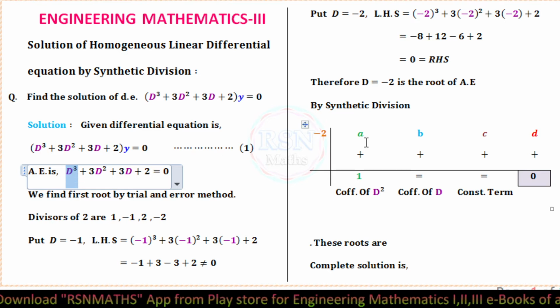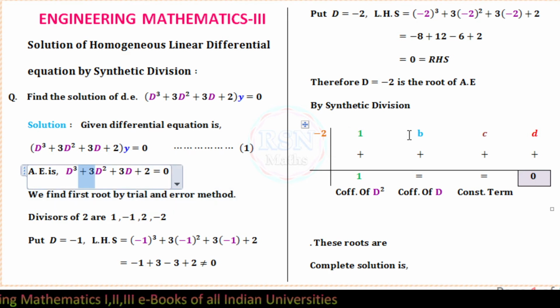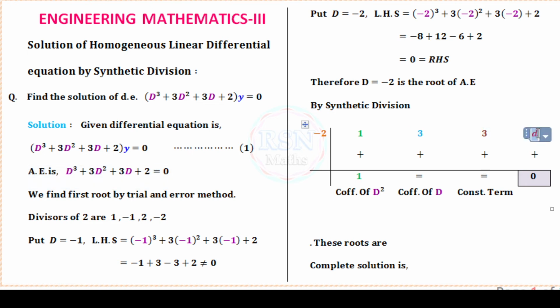So here you have to write 1 in place of a. What is the coefficient of D square? 3. Here you have to write plus 3. What is the coefficient of D? 3. And the last constant term is 2. Now are you getting how we can write this row of elements?